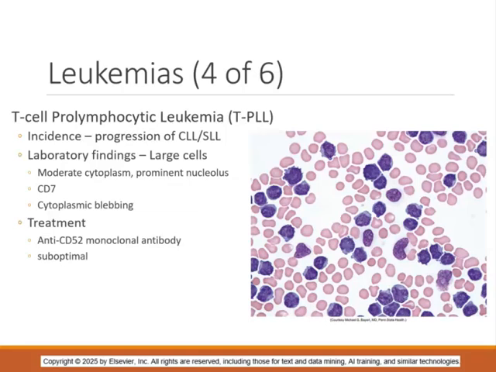So a T-cell prolymphocytic leukemia that we run across could be CLL or SLL progressing to getting worse. But these cells that you can see from the picture are larger. They have more cytoplasm, and they've got little bumps on the cytoplasm, what they call cytoplasmic blebbing. Also, the nucleus has got little nucleoli in there. You can see them, and this CD7 marker. So the treatment for this particular one is anti-CD52 monoclonal antibody, but it doesn't work that well because T cells are nasty.